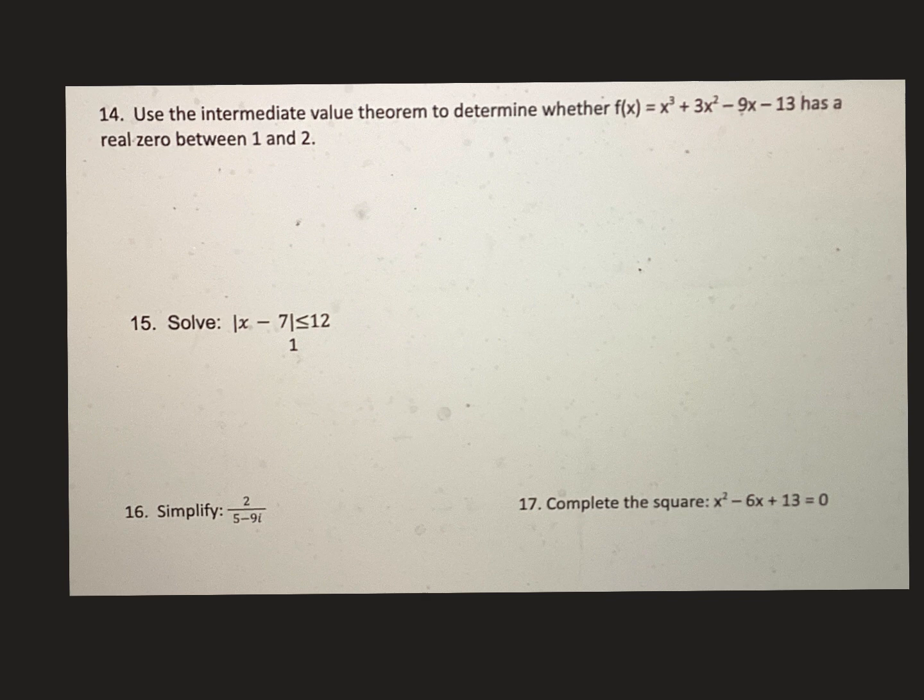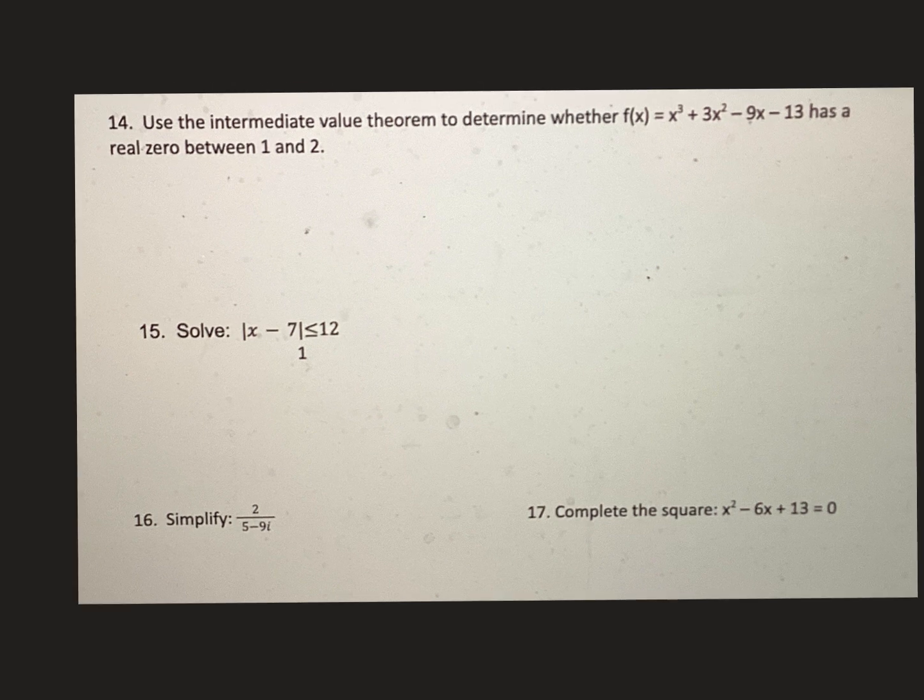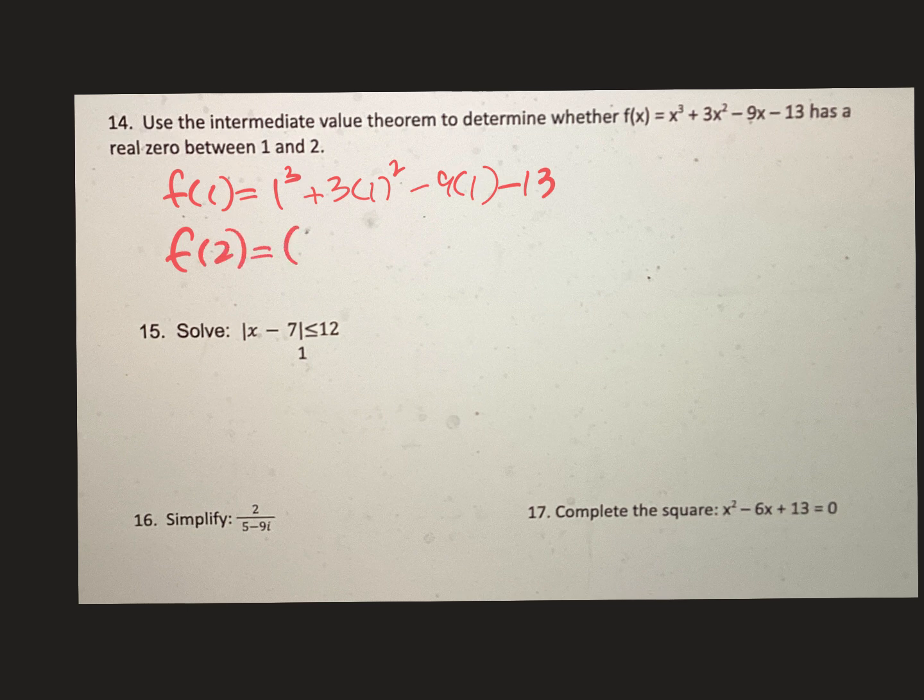14, use the intermediate value theorem to figure out if there's a real 0 between 1 and 2. All right, so what I'm going to do first, I'm going to plug a 1 in there. I'm going to basically do f of 1. I'm plugging 1 in. 3 times 1 squared minus 9 times 1 minus 13. Also going to plug in 2, just like we did a few minutes ago. 2 cubed plus 3 times 2 squared minus 9 times 2 minus 13. I'm going to take a second, plug both those in.